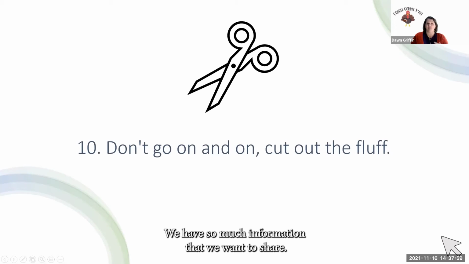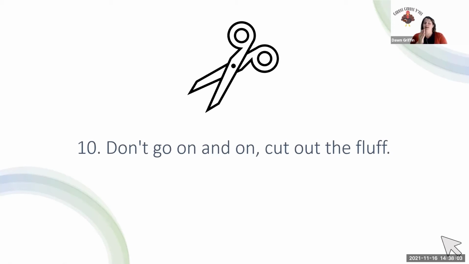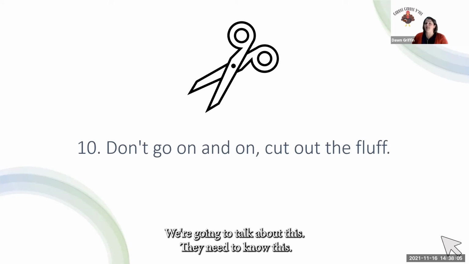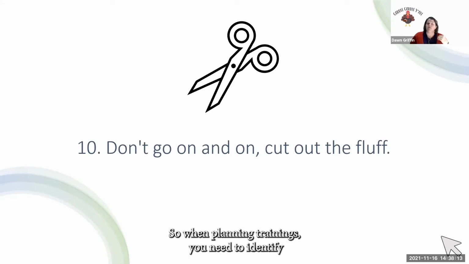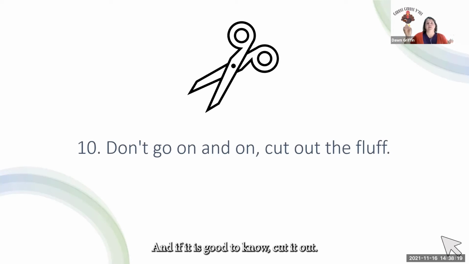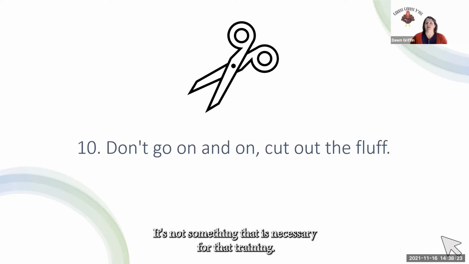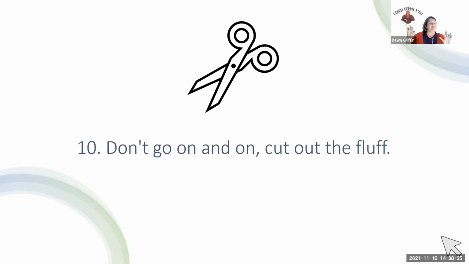We have so much information that we want to share. We're like, oh, I got to tell them this. We got to do this. We got to talk about this. They need to know this. We just try to cram as much information in as possible in our limited amount of time. So when planning trainings, you need to identify what they need to know and what is good to know. And if it is good to know, cut it out. That's that fluff. It's not something that is necessary for that training.